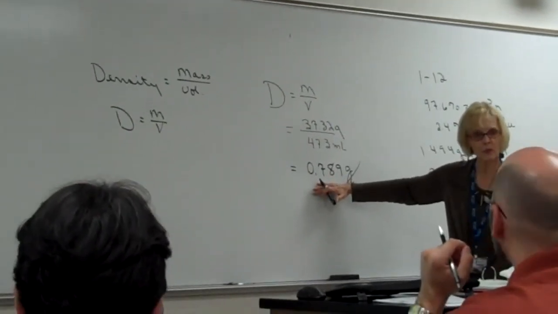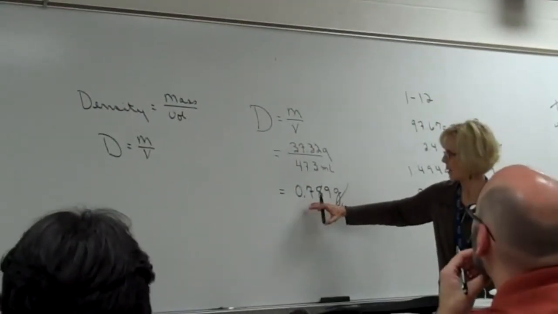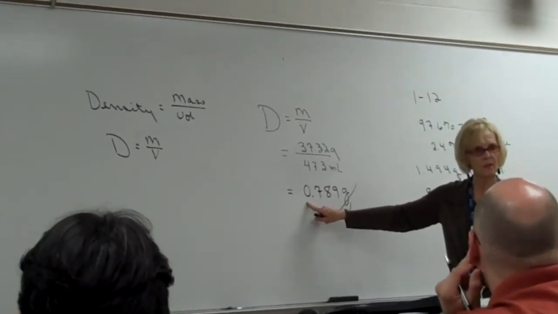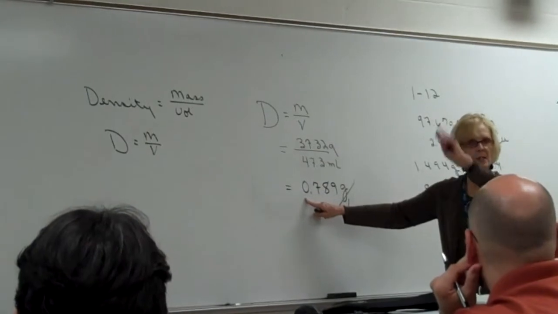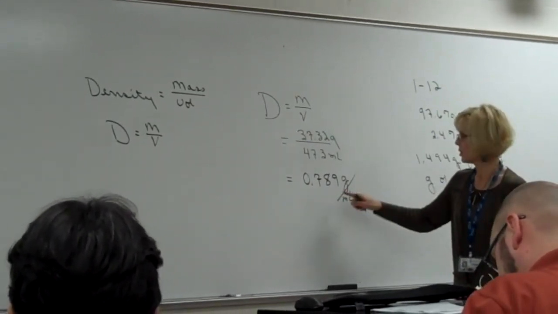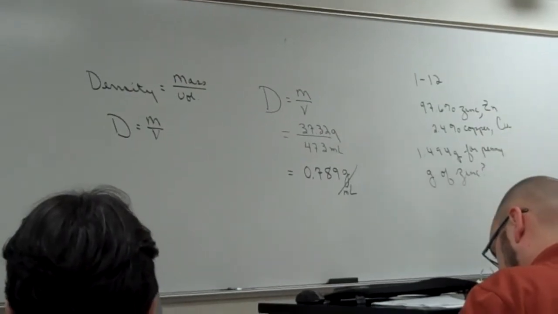3. Why 3? Because the 47.3 only has 3. Okay, that's 3. How about the 0? Why isn't that significant? Because it's a leading 0. It's a leading 0, and they never count, no matter if you've got a decimal or not. So that's our density of ethanol.